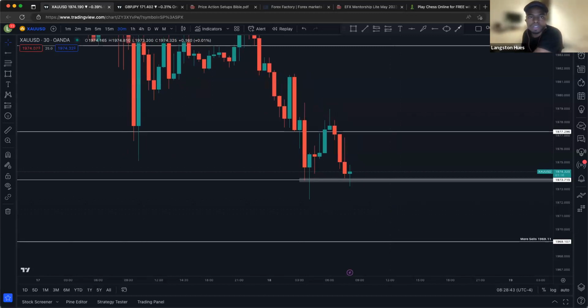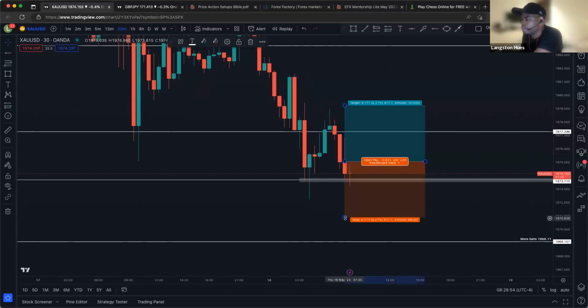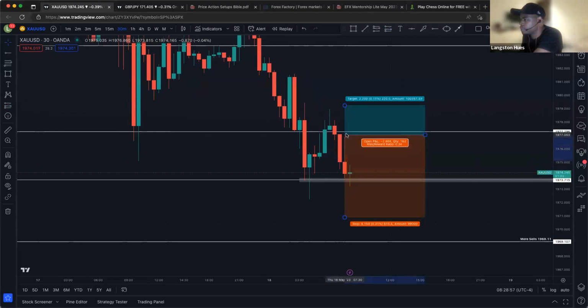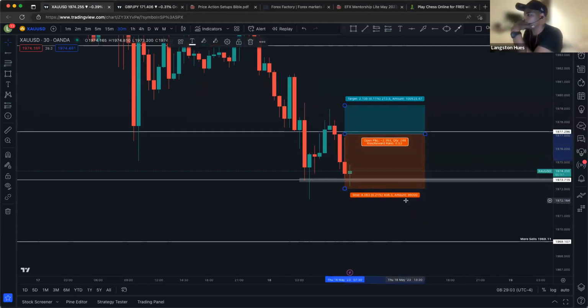Okay. Going to prepare a buy stop. Cool. So I'll just have it up here. I'll have it here first and then I'll adjust it. Stop loss will be at the low of this candle. We got about 30 seconds remaining.